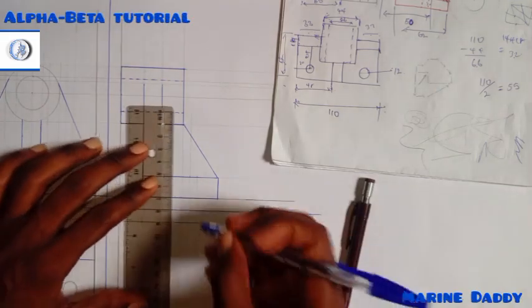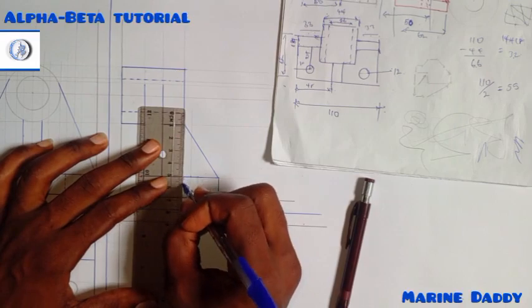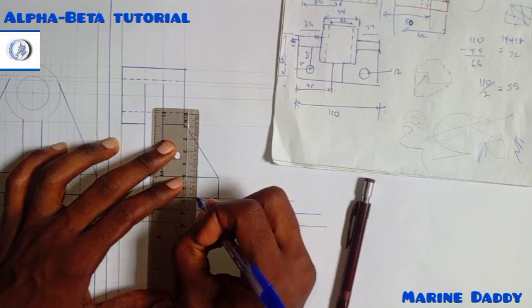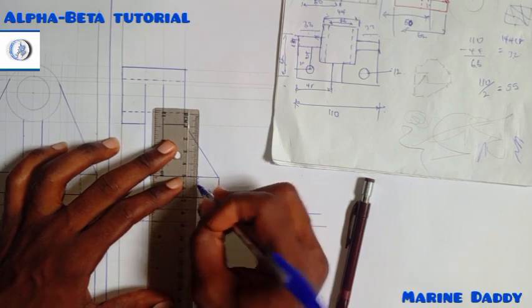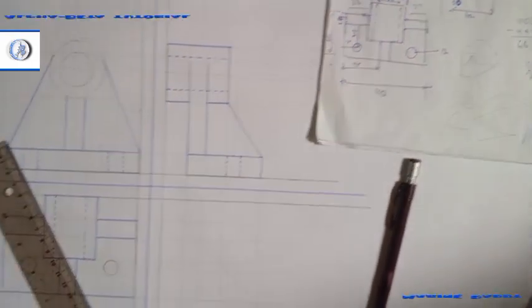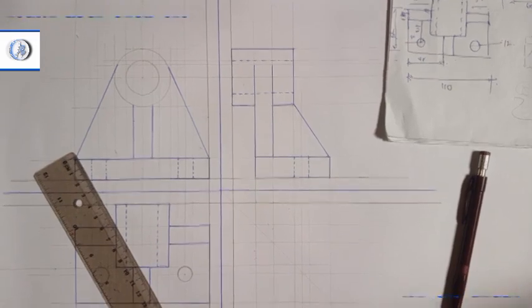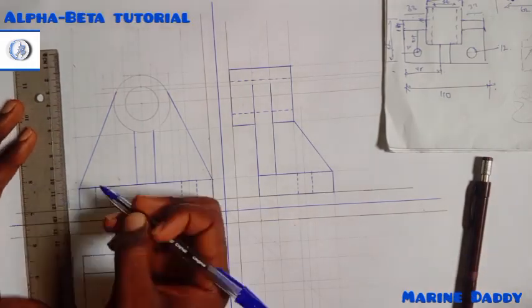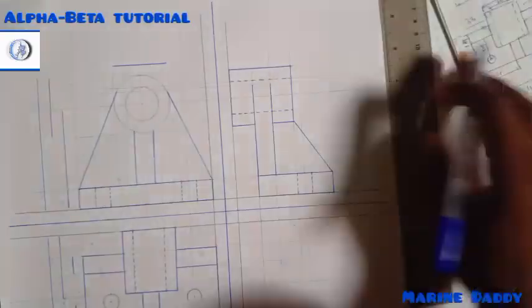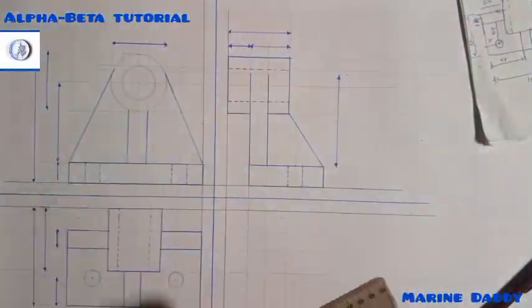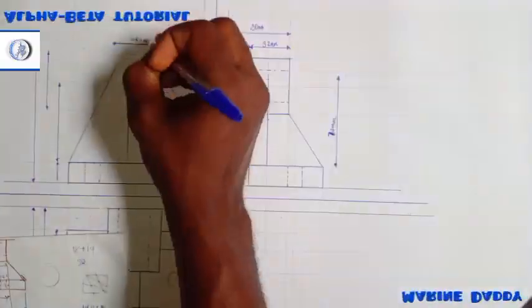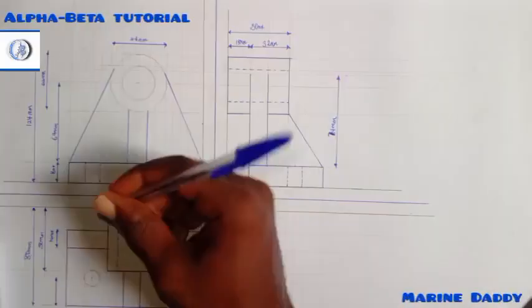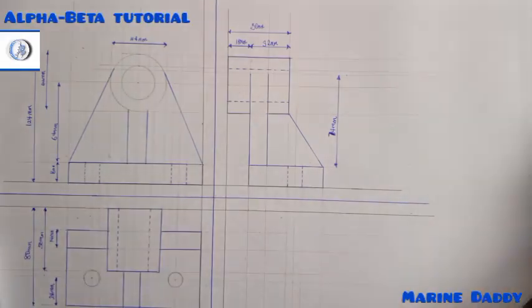Okay, so I can indicate my broken line. And this, my friend, is the end of the question. So all you just have to do is to put your dimension. So I can run through the dimensions. Okay, and this is the end of the assignment.